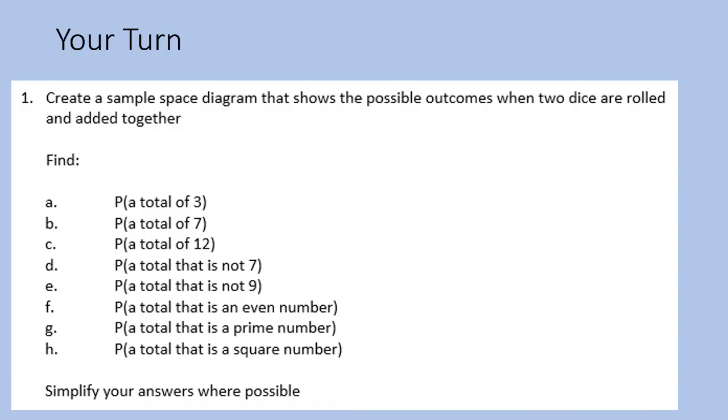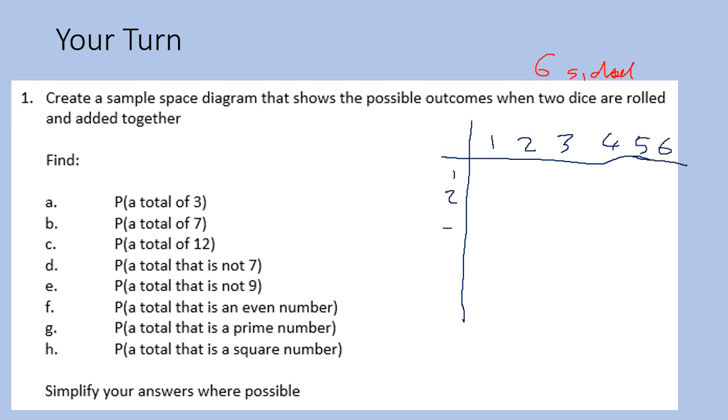Here's a question for you to try. It wants you to create a sample space diagram to show the possible outcomes when 2 dice, we'll assume that they are 6-sided, are rolled and added together. So you're going to need a table that's going to have 1, 2, 3, 4, 5, 6 for the first die, and then the same for the second die. It's really important that you remember that these parts here are just the headings. They're not included in your possible outcomes for the sample space, for the possibility space. Okay, so it's just this section that is needed.